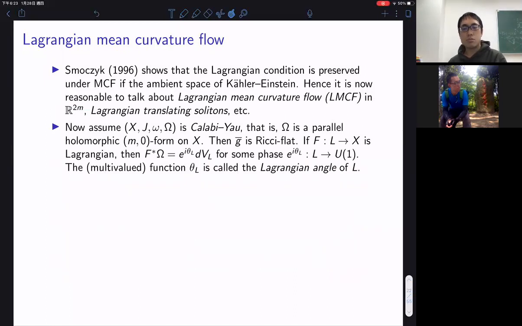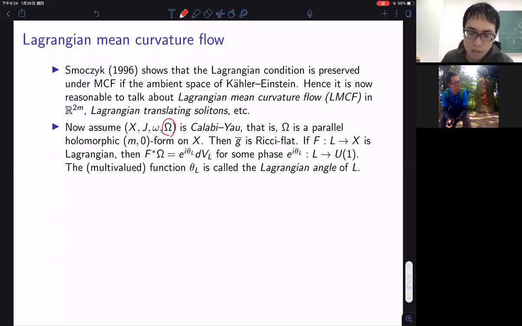Okay, so assume that we have an additional structure, capital Omega. This capital Omega is a parallel holomorphic (m,0)-form on X. Then this quadruple will be called the Calabi-Yau structure. Once you get the Calabi-Yau structure, the Kähler metric g bar will be Ricci flat, and therefore it is automatically Kähler-Einstein.